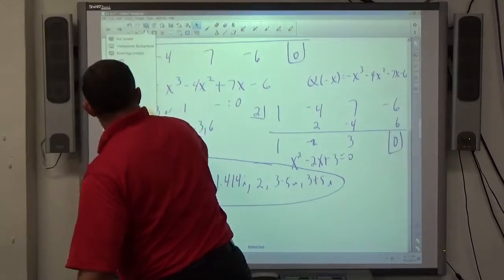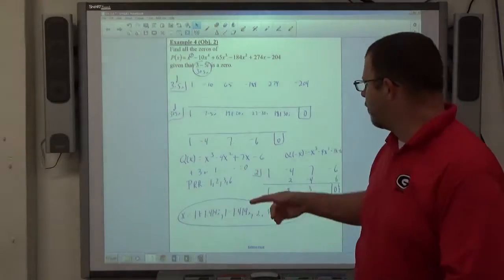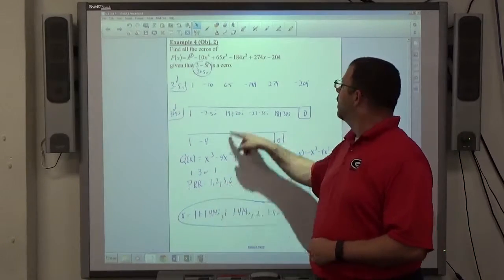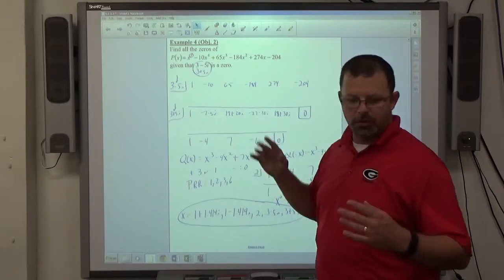And there's what you get for the whole problem. Find all the zeros. Again, anytime they give you a complex answer, use that to reduce the polynomial before you do your possible rational roots. So it's easier. Too many, only 4. So it's just a better deal.